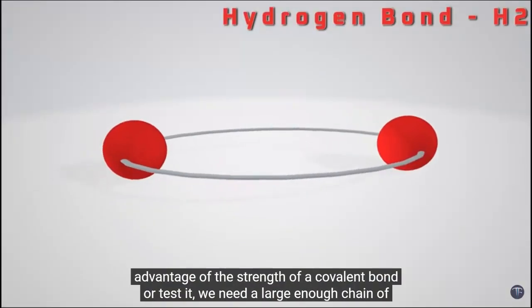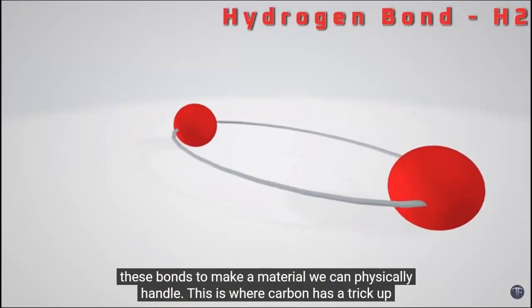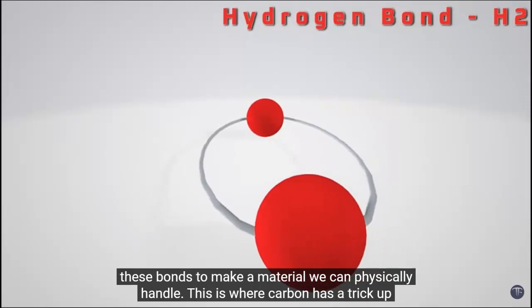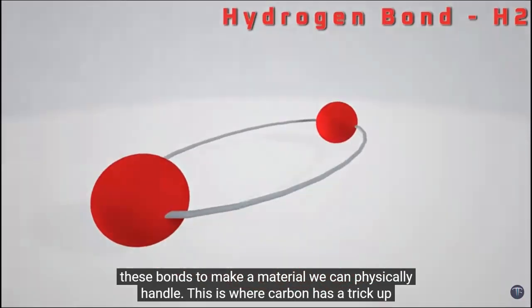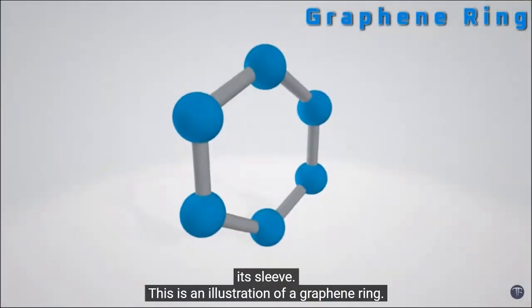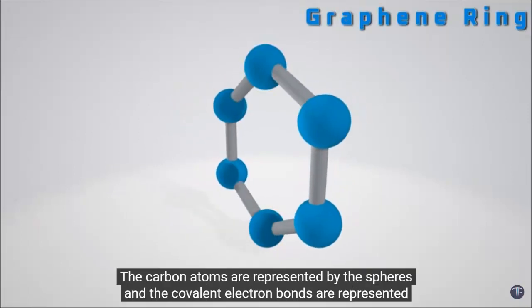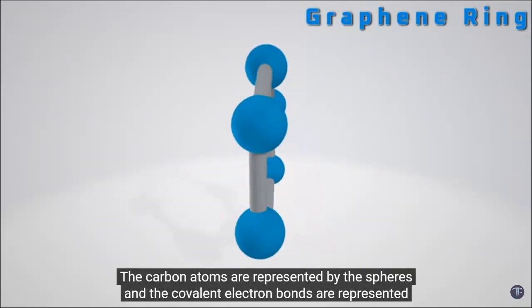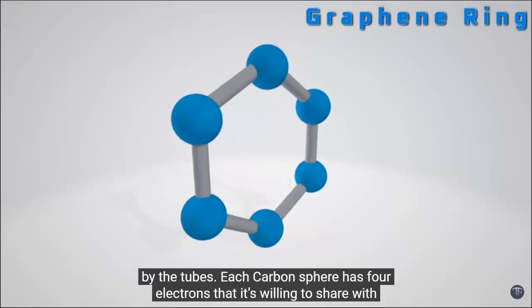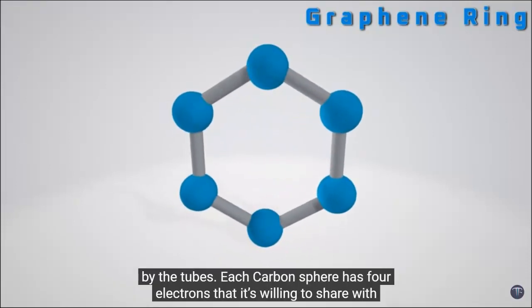This is where carbon has a trick up its sleeve. This is an illustration of a graphene ring. The carbon atoms are represented by the spheres, and the covalent electron bonds are represented by the tubes. Each carbon sphere has 4 electrons that it's willing to share with other atoms to form covalent bonds.